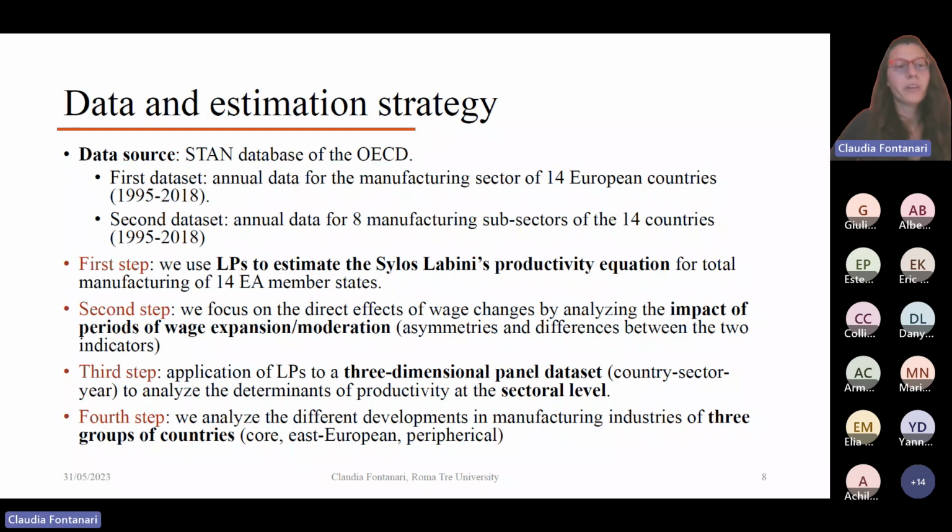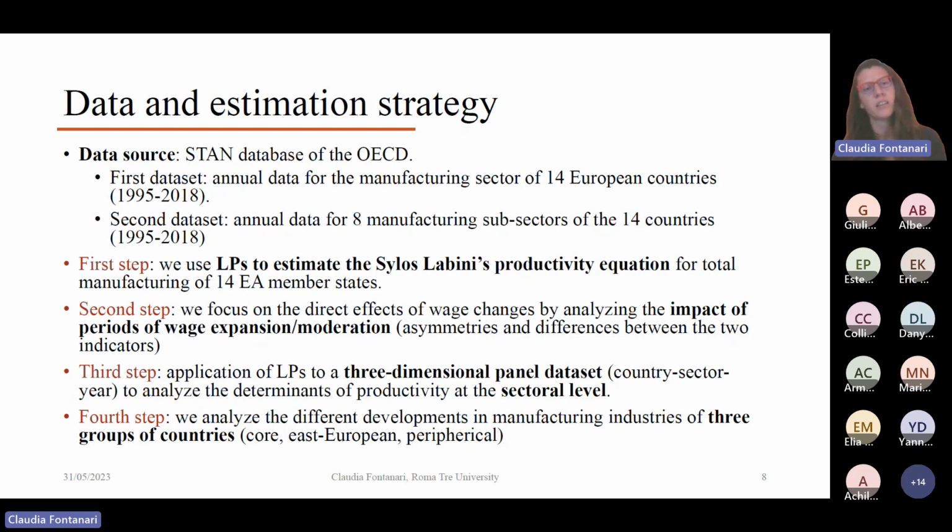Let's go to my empirical analysis. I used data from the STAN database of the OECD. It's a panel of 14 European countries over the period 1995-2018, and they are annual data for the manufacturing sector of those countries.